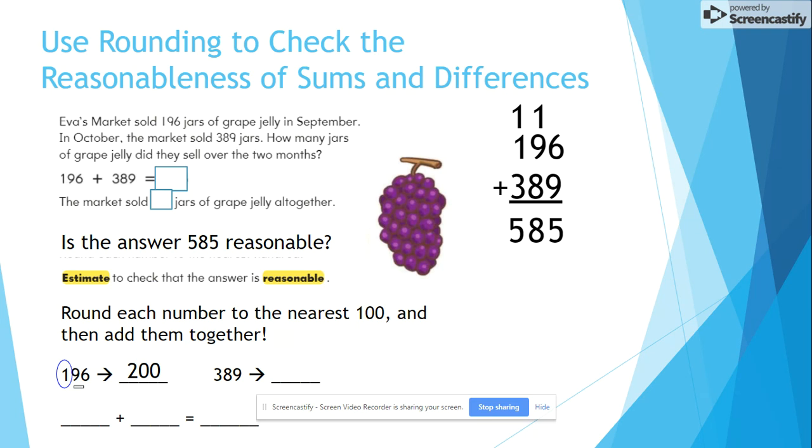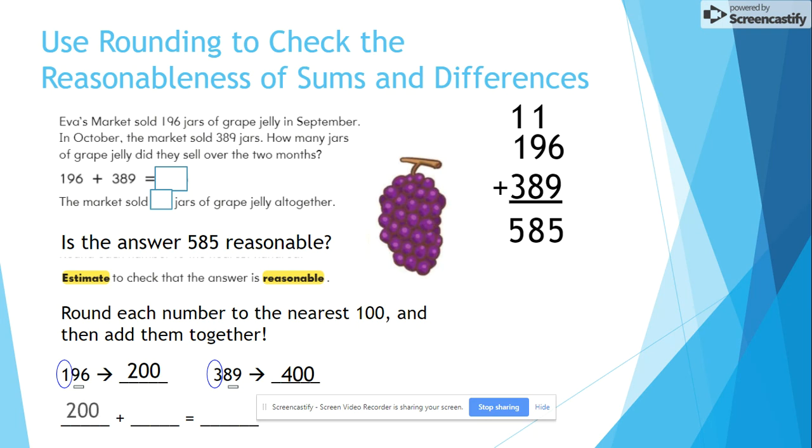Now I'm going to do the same thing with the next number. I'm going to circle the hundreds place because I'm rounding to the nearest 100. I'm going to underline the tens place, and I have an 8 there. So again, 8 is greater than 5, so I'm going to let it soar and add 1 to that hundreds place to give me 4, and then all the rest of the numbers turn to 0.